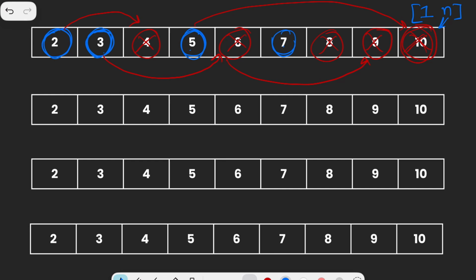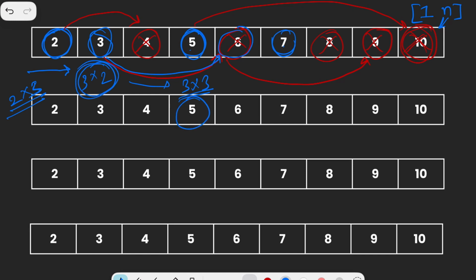Now if you observe carefully, when we were processing number 3, we marked 6 as false. But 6 has been marked false by 2 already. So we are iterating from left to right. So we don't need to consider all the multiples of 3, like 3 into 2. We don't need to consider that, because 2 will already process that and mark it as false, right? So we can start directly from 3 into 3. We don't need to start from 3 into 2.